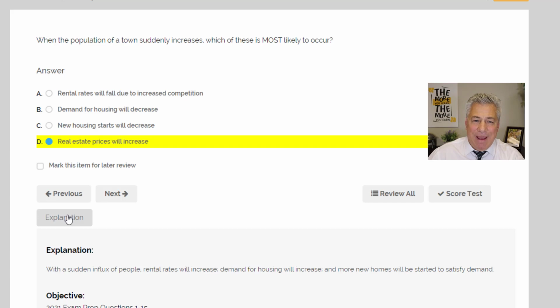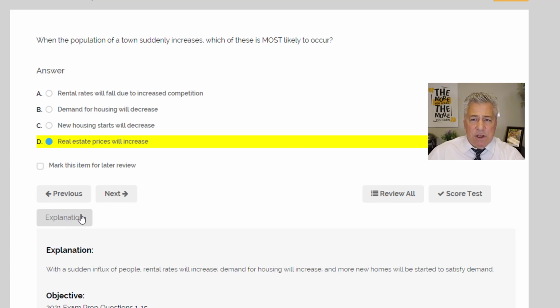We don't know by how much, but if the population of the town suddenly increases, real estate prices are going to increase. This seems like a simple question, but this is an important question nonetheless. You will get questions on your state licensing exam regarding supply and demand. It's such an important aspect of our pricing, both with listings and sales and rental prices as well.